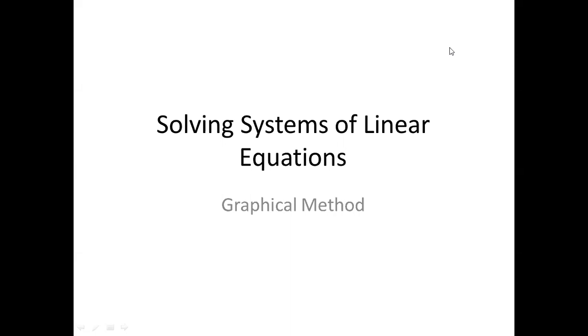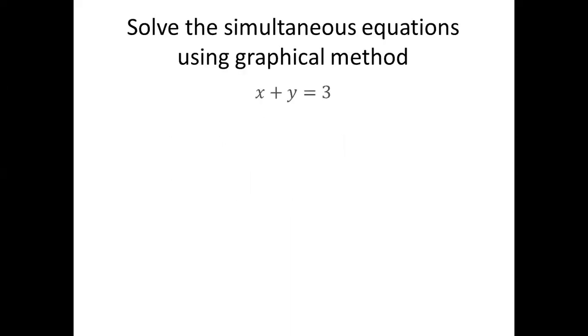In today's session, we will be solving systems of linear equations using the graphical method. Let's begin. For the first problem, we have the two linear equations x plus y is equal to 3 and 3x plus y is equal to 5.